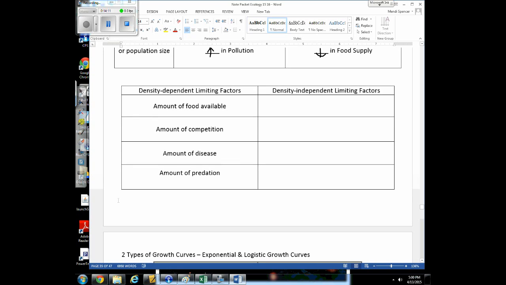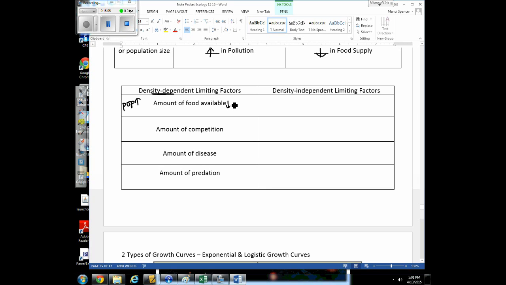Next, we can categorize these limiting factors as whether they're density dependent or they're density independent. Here's what you need to consider when you're trying to determine whether a limiting factor is density dependent or density independent. As the population changes, then the limiting factor changes as well. Then it's considered density dependent. The severity of the limiting factor is actually dependent on the population size. So as population goes up, then the amount of food available is going to change. It's going to decrease. So since it's changing, again, it's considered a density dependent limiting factor.